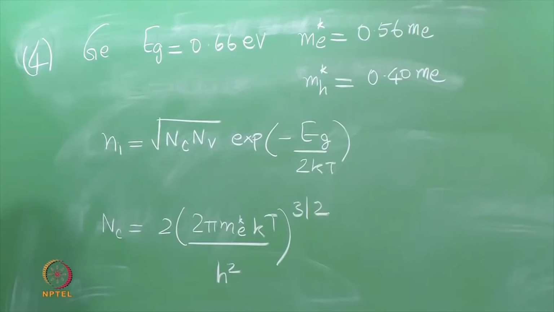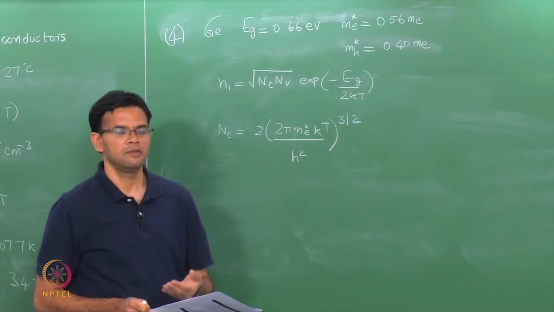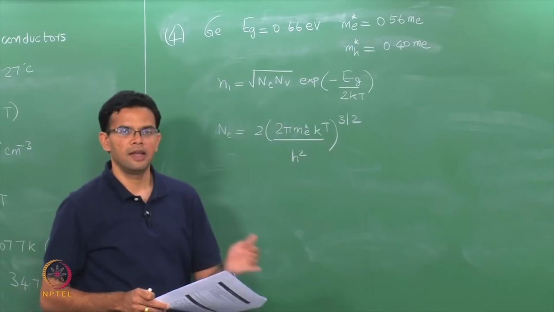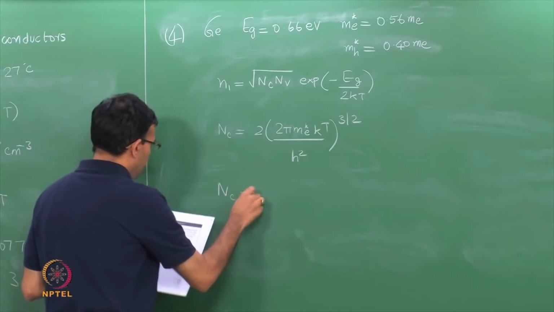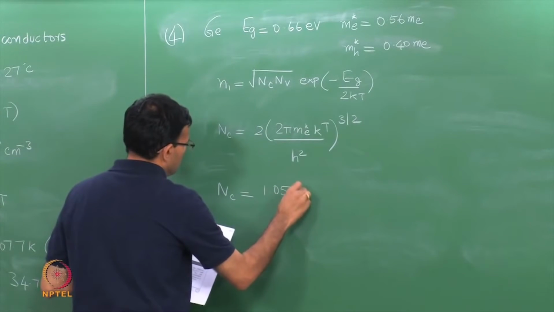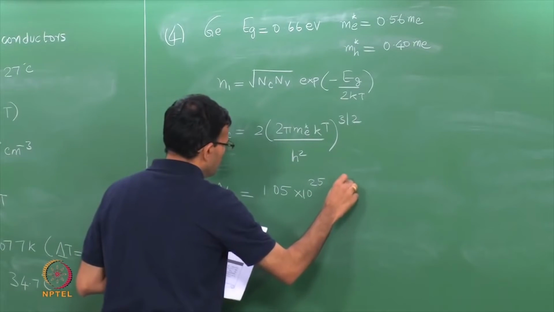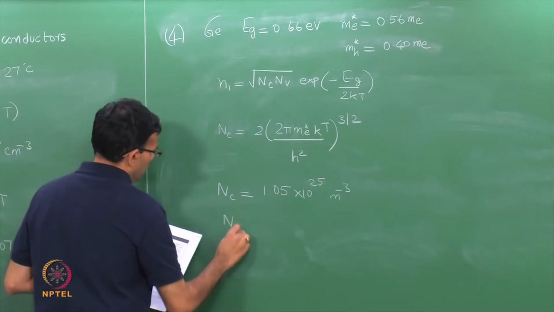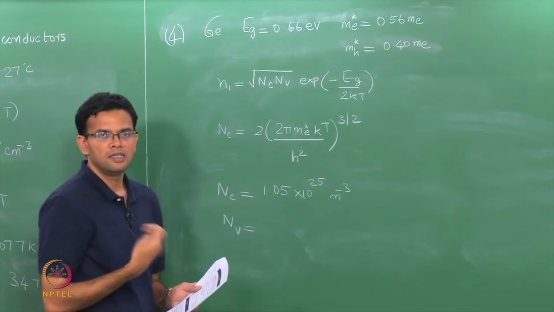We can write a similar equation for Mh star. We saw that earlier during question 2. So, once again we can calculate Nc and Nv, plug it back in and get the value of Ni. So, we will do the numbers, you can write down the final answers. Nc is 1.05 times 10 to the 25 per meter cube, Nv, which is the same equation except Me star is replaced by Mh star.